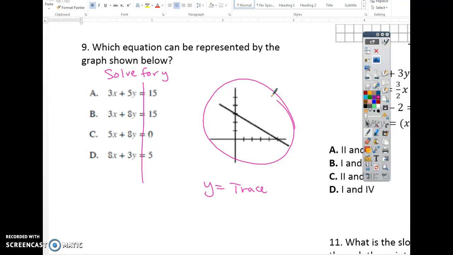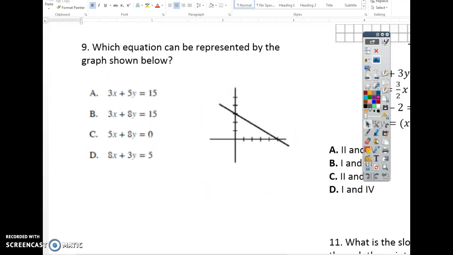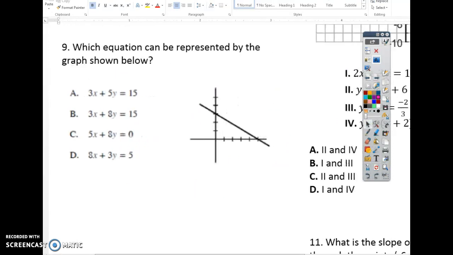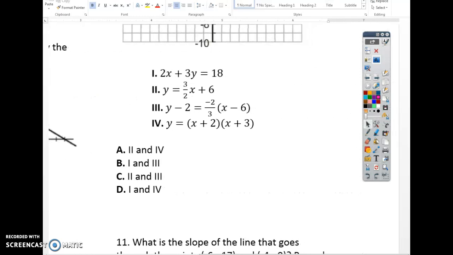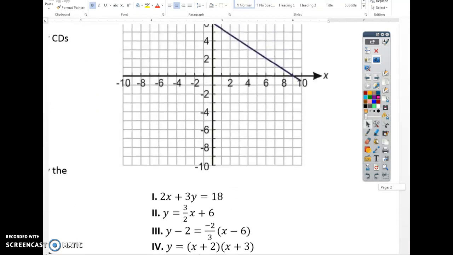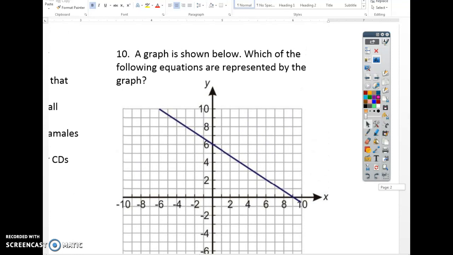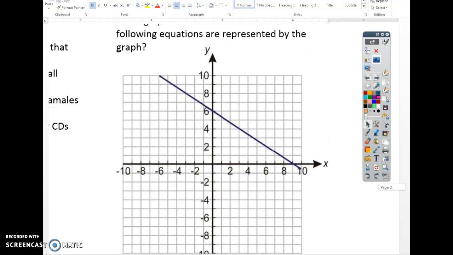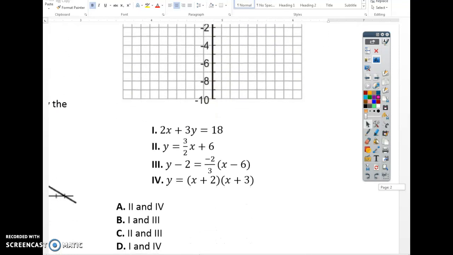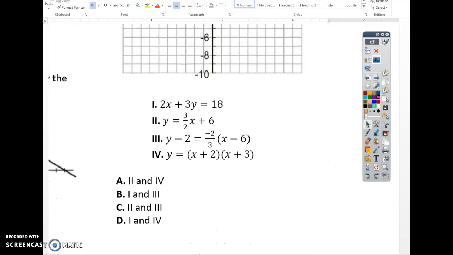Number 10, you're doing the same thing. You're going to make sure that they're all in y equals, and if they're not in y equals, you need to solve for y. This one's number 10. And you need the ones that look like this graph. But if you notice, some of them are already solved for y. Like this one is already in y equals, and this one is already in y equals. That means those are ready to be put in y equals trace.